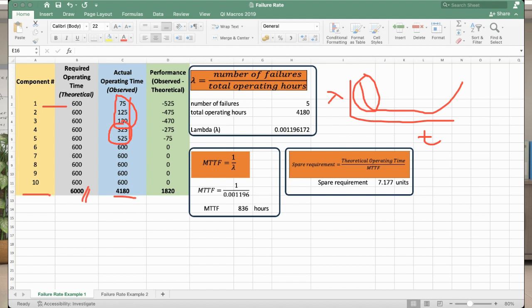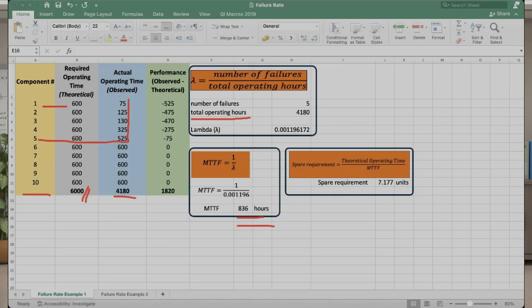Now it is time to take a look at the lambda, the failure rate: the number of failures divided by total operating hours. The number of failures is 5, and the total operating hours is not 6,000, my friend. This is important. You should take a look at this. Total operating hours, this is actual operating hours, 5 divided by 4,180, which gives us lambda, the failure rate, 0.001196. 1 over lambda gives us 836 hours.